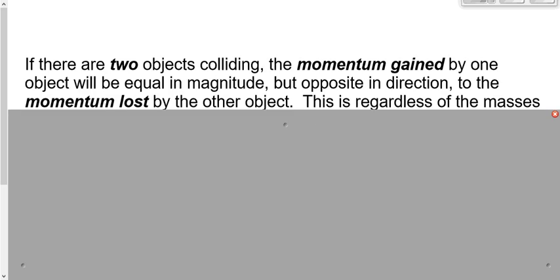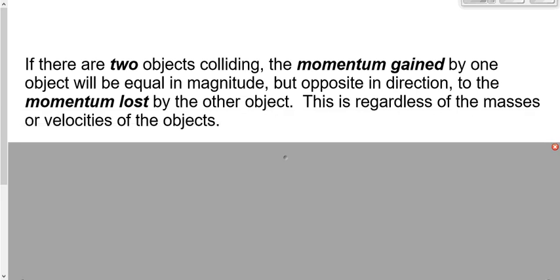If object A experiences a certain impulse when it collides with object B, then object B will experience an equal and opposite impulse. So if you have two cars colliding, car A and car B collide, and car A experiences an impulse of, let's say, 12,000, car B will experience an impulse of negative 12,000. The impulse experienced by two objects will always be equal in magnitude and opposite in direction.